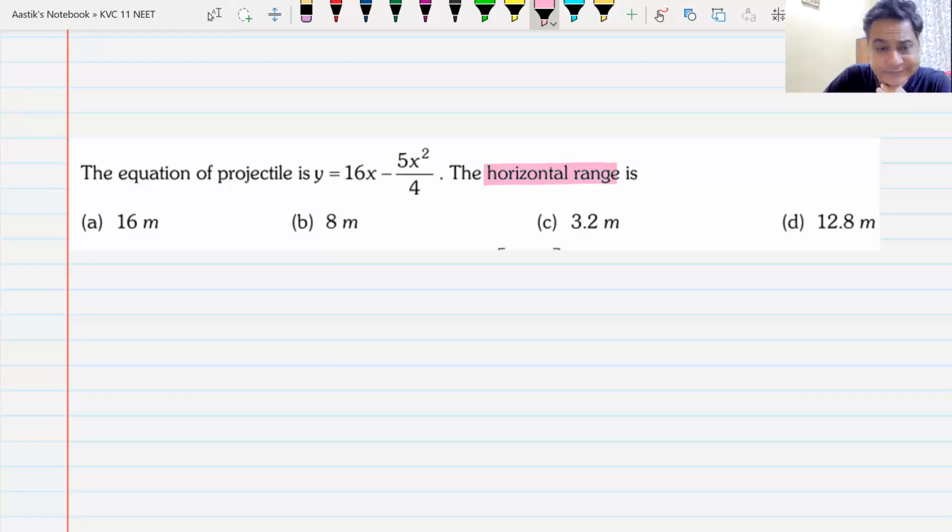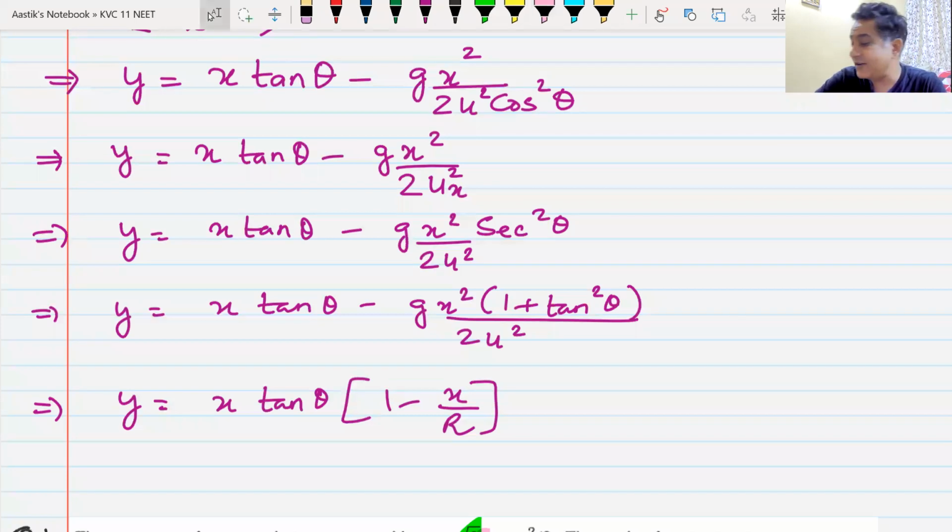Do you want a hint? The hint is right here on the board. You have to find horizontal range. There's only one equation which has horizontal range. That is the hint. Let's see if you can apply it.